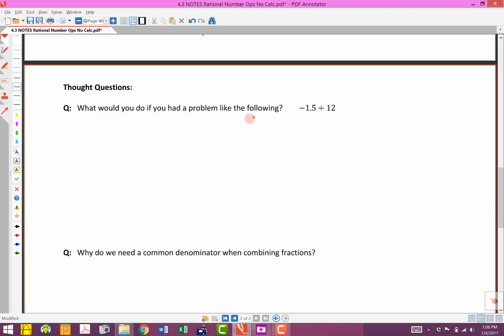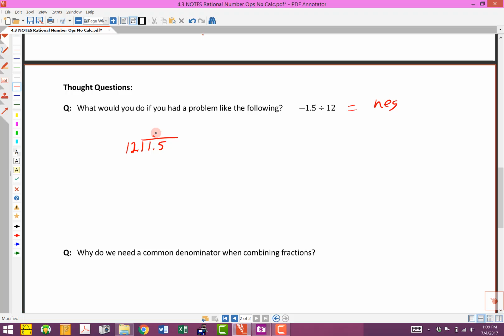So what if we had to do a problem like this? Negative 1.5 divided by 12. So if we were doing this problem, first of all, the answer is going to be negative. Okay, let's figure that out. And then I'd have to do 12 into 1.5, and I'd have to go through and do all of that sort of stuff if I were going to do it in decimal form.